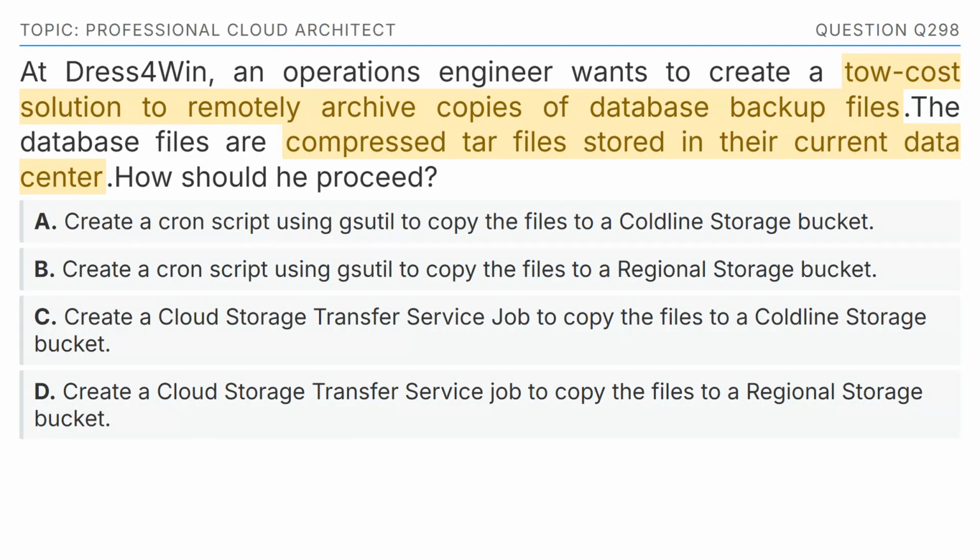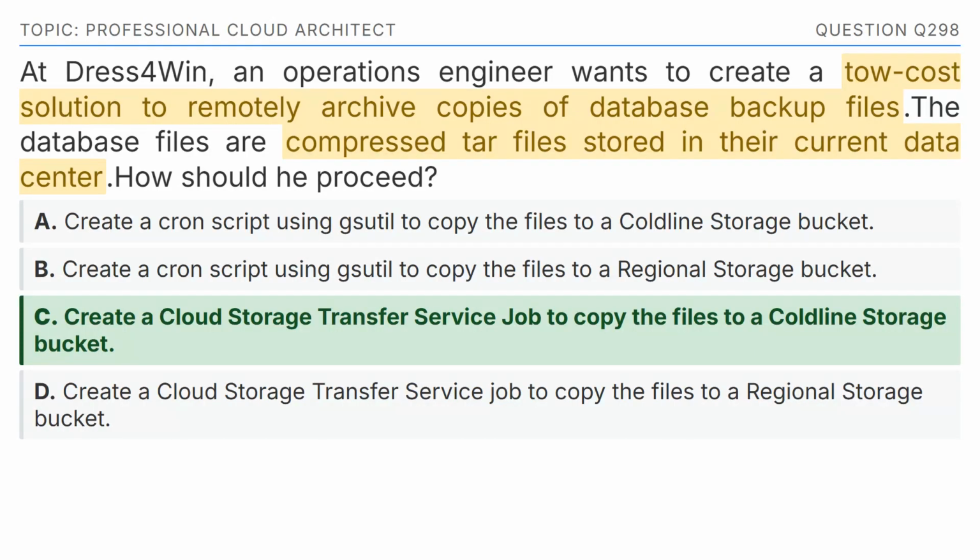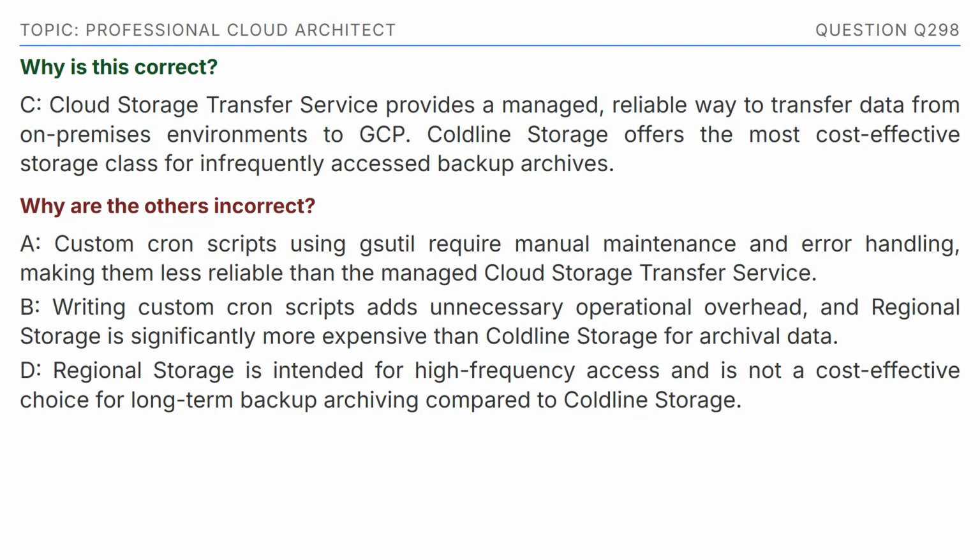To arrive at the correct answer, we focus on the keywords: low-cost solution to remotely archive copies of database backup files, compressed tar files stored in their current data center. The correct answer is option C. Create a Cloud Storage Transfer Service job to copy the files to a coldline storage bucket. Why is this correct? C.